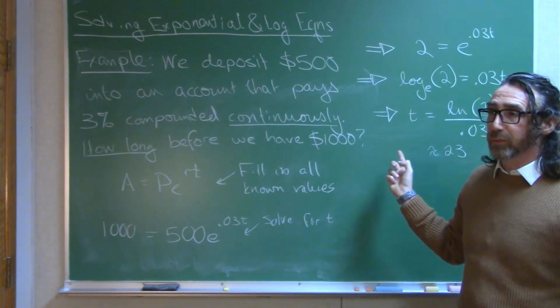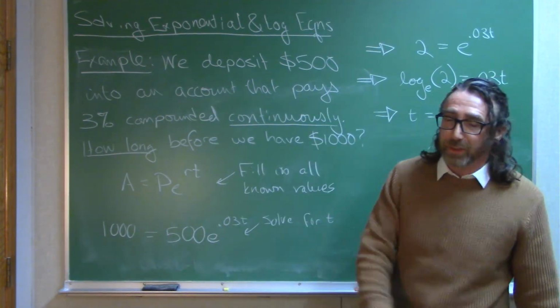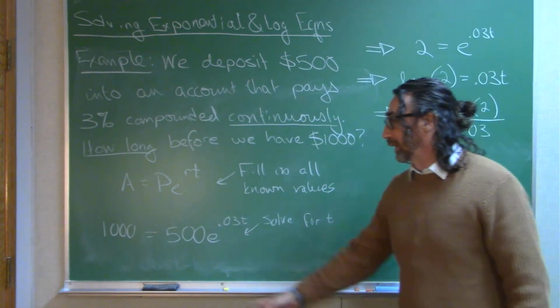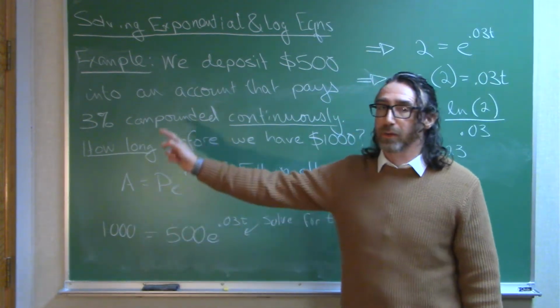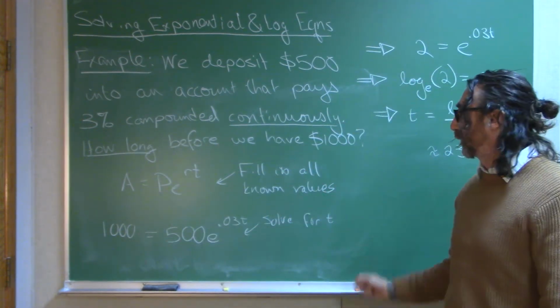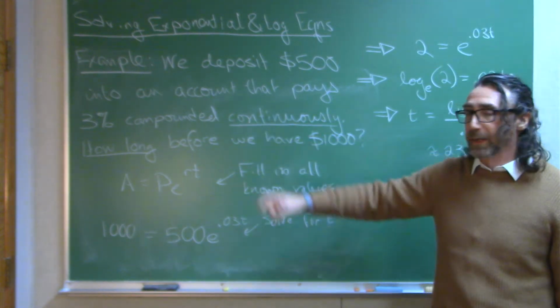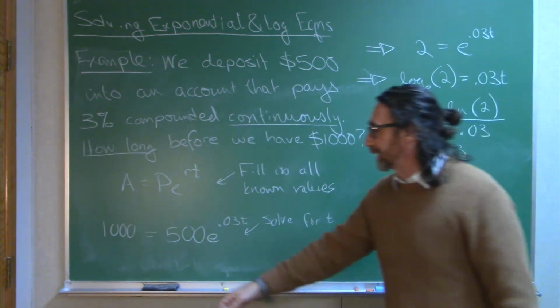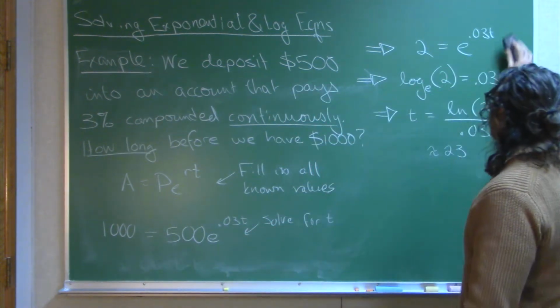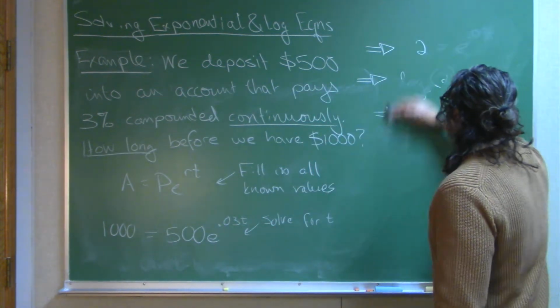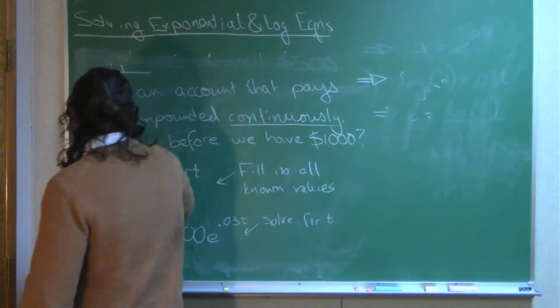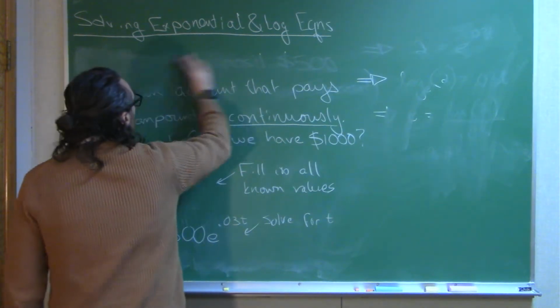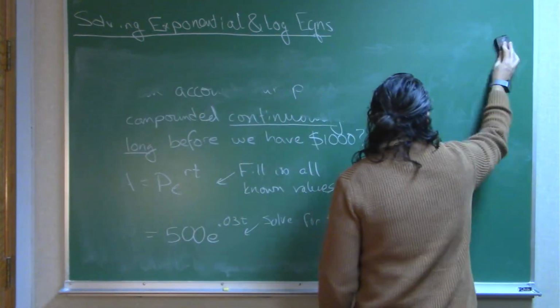So it would take 23 years to turn $1 million into $2 million. Just like it takes 23 years to turn $500 into $1,000. This is called the doubling time for an account like that. Okay, let's do a few additional examples of solving exponential equations. Solving equations with unknown exponents.